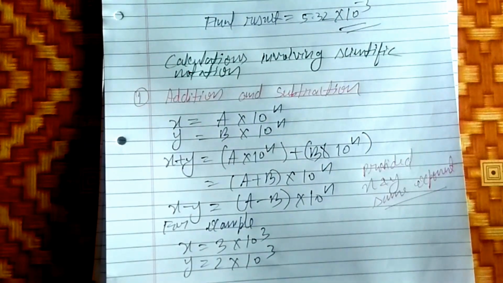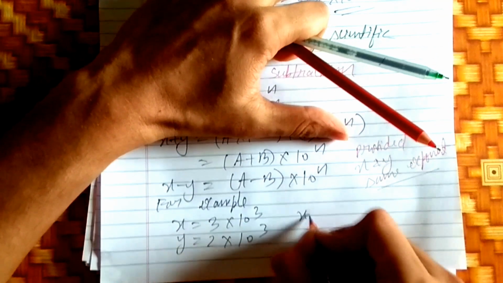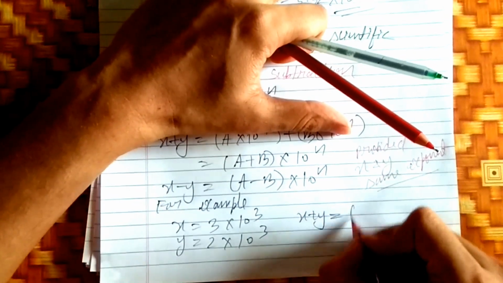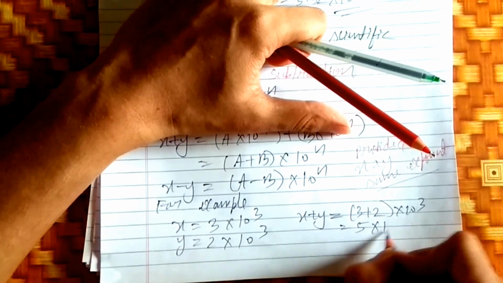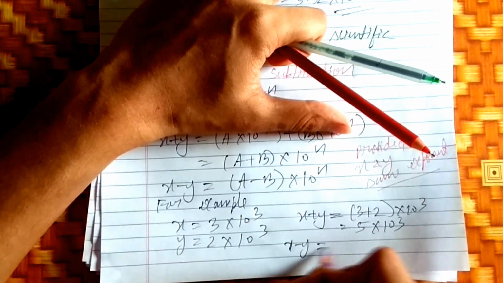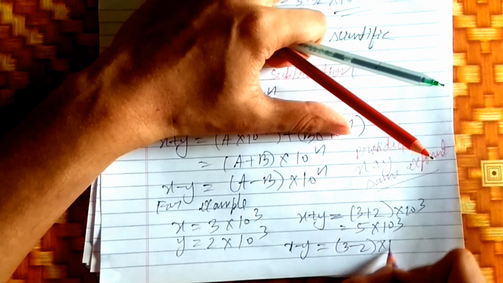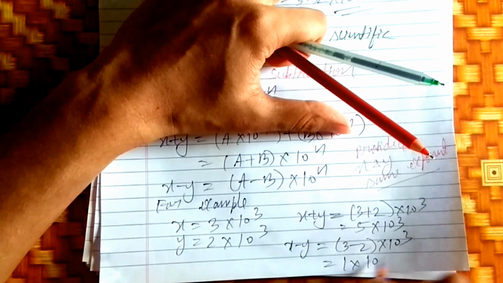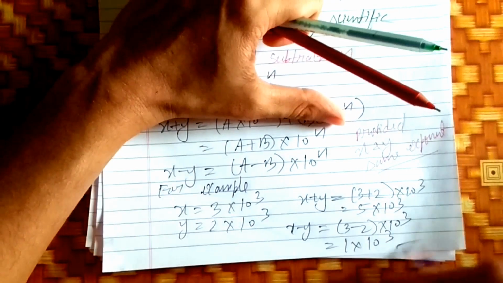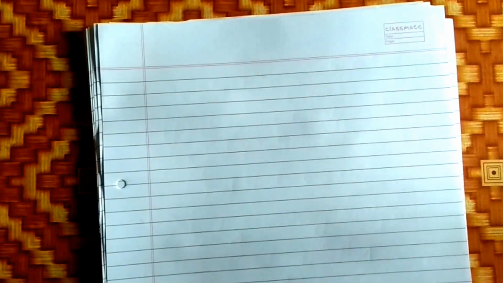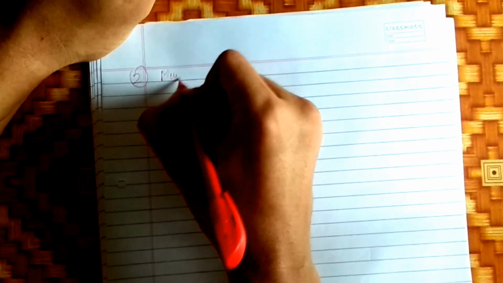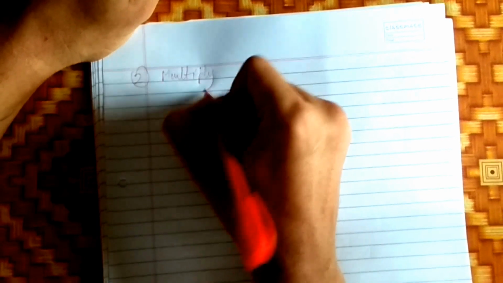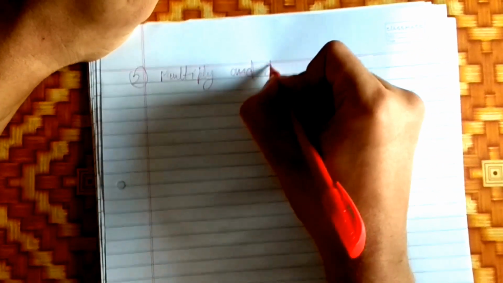So, in the example, x plus y will be 3 plus 2 into 10 to the power 3, equal to 5 into 10 to the power 3, and x minus y will be 3 minus 2 into 10 to the power 3, equal to 1 into 10 to the power 3. Okay, clear? Now the next is multiply and divide.